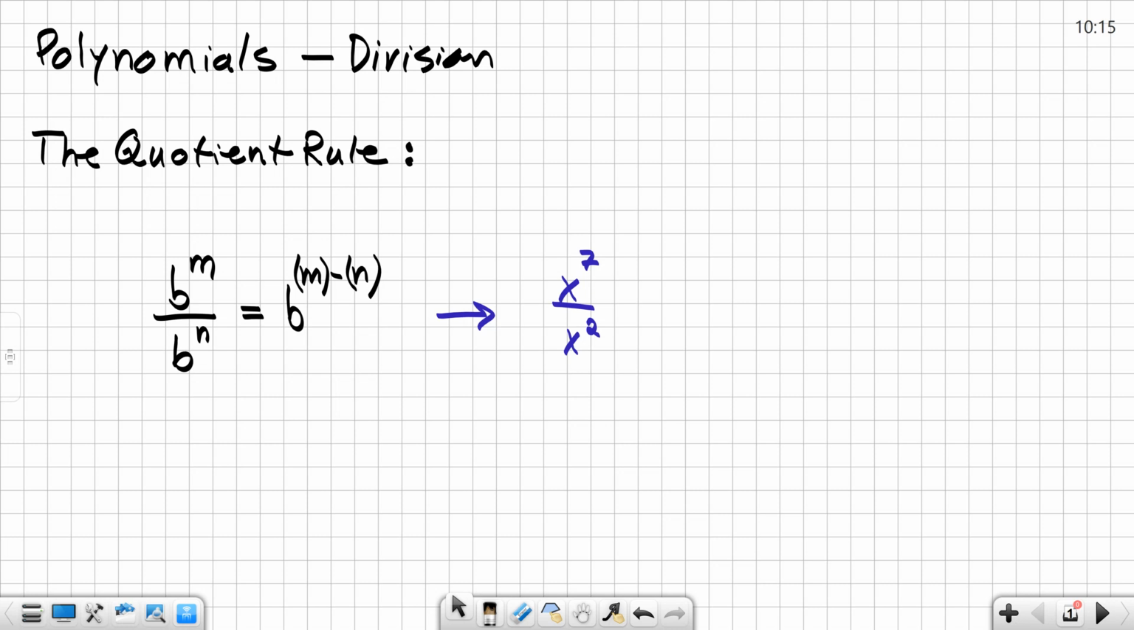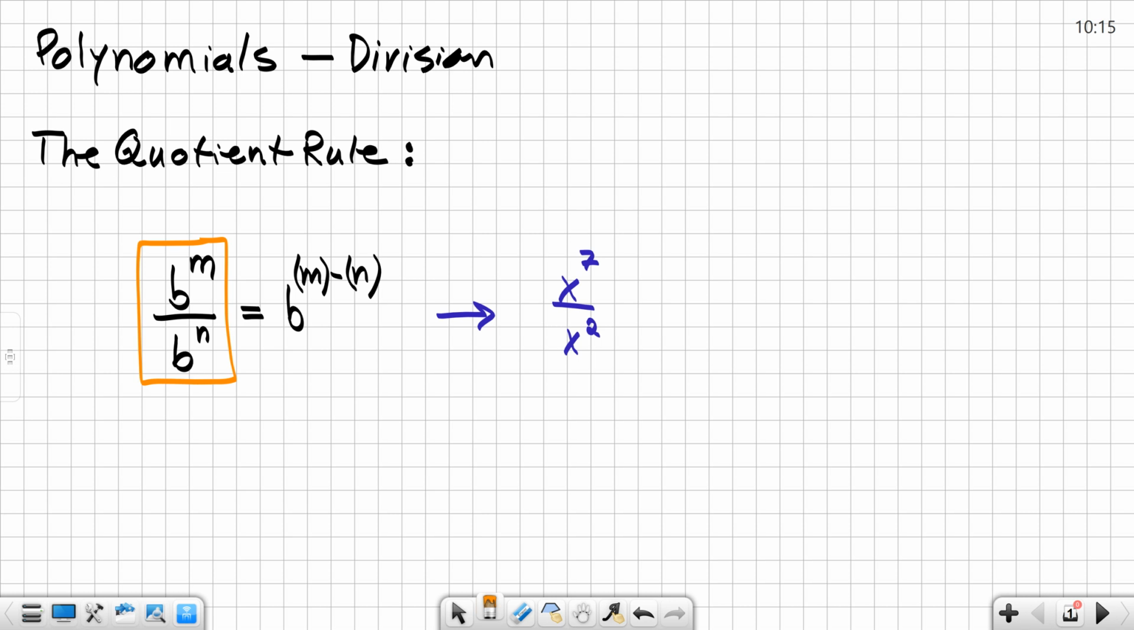All right. So after addition, subtraction, and multiplication of polynomials, we are now ready to look at division. Yay! So the first rule that we are going to look at is what they call the quotient rule. And the quotient rule applies for something like this, where I have a variable raised to a power divided by the same variable raised by some other potential power.